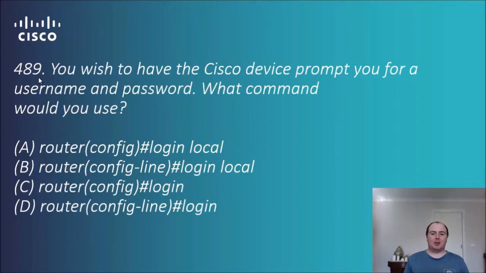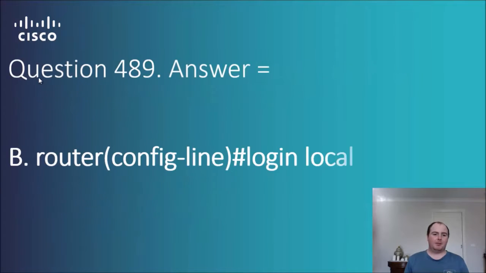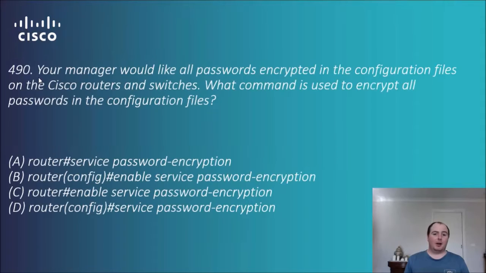489, you wish to have the Cisco device prompt you for a username and password. What command would you use? We've got login local on the configuration line. So for this, it's basically just knowing rote memory, it is B. You've got to be on the configuration line and then login local to get the username and password if you want to log in that way on a particular device.